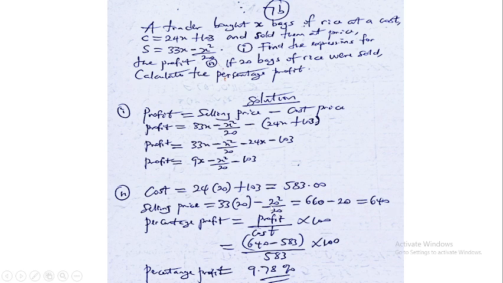That's the selling price. From there you can find the percentage profit by finding the profit first, divided by cost price, multiplied by 100. The profit is selling price minus cost price, which is 640 minus 583, divided by the cost price, 583, times 100. If you simplify that further, that will give us 9.78% as the percentage profit. So that is the solution to question number 7, and that will give us 12 marks as well.